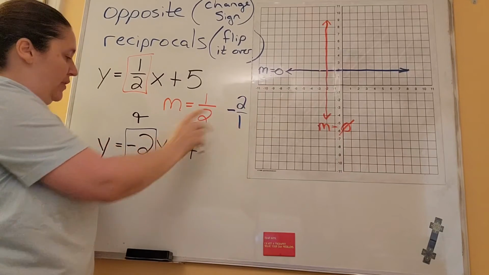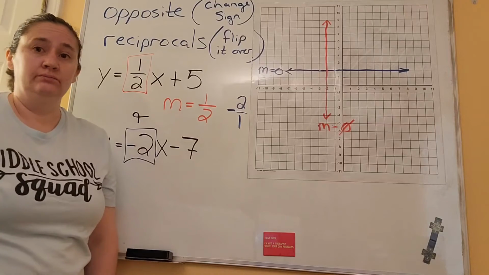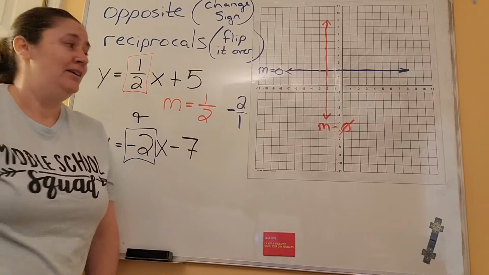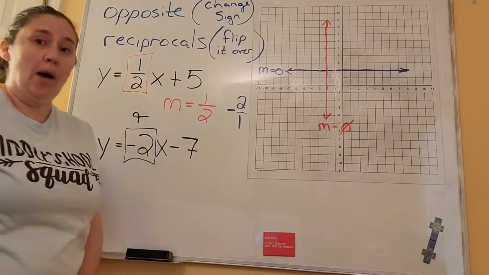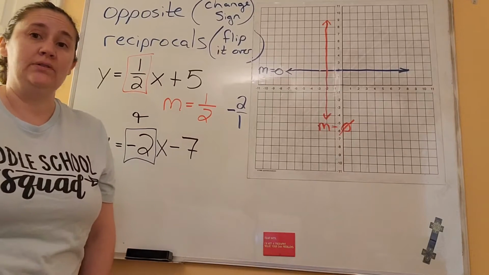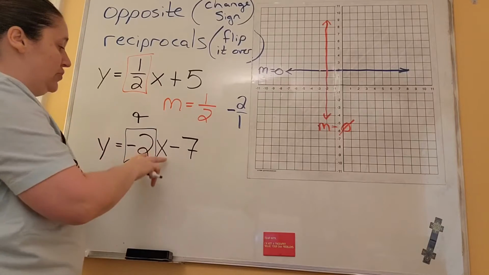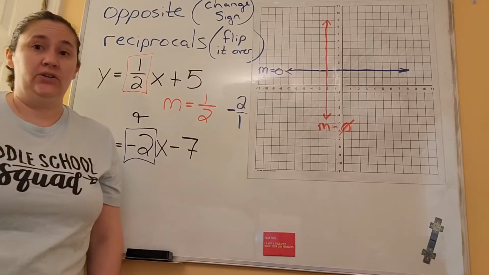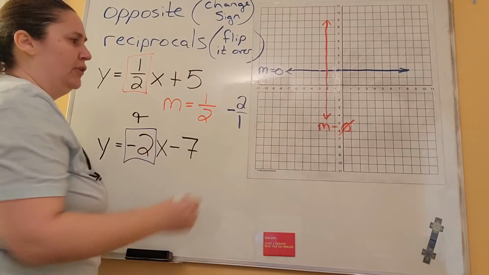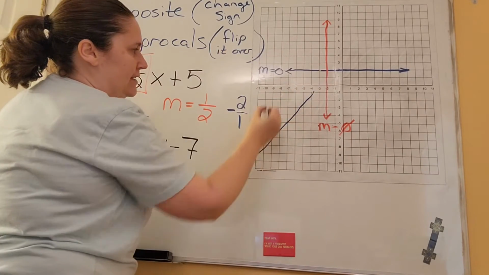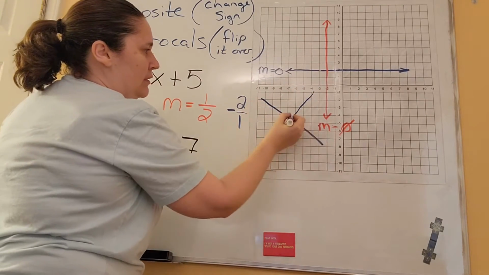Is negative 2/1 negative 2? Yes, it is. So the slopes of these two lines are opposite reciprocals. That means that these two lines are perpendicular lines. I don't think they're horizontal and vertical. They might look something like this if we graphed them.